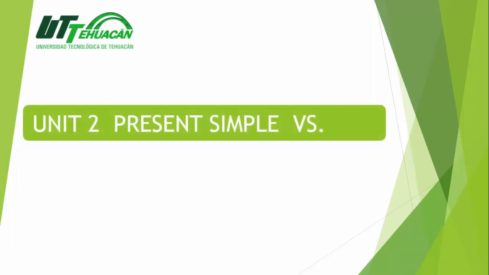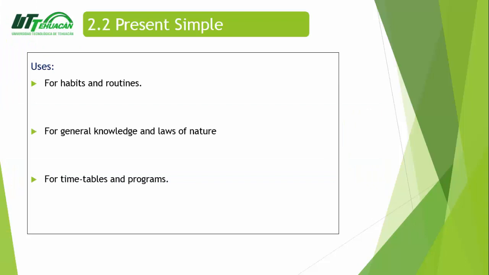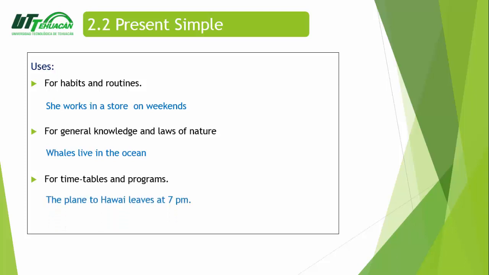Unit 2, Present Simple versus Present Continuous. Present Simple. Uses. We use the present simple for habits and routines. For example, she works in a store on weekends. For general knowledge and laws of nature. Whales live in the ocean. For timetables and programs. For example, the plane to Hawaii leaves at 7 p.m.